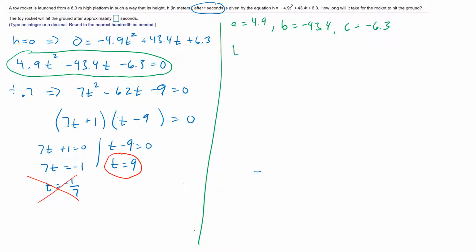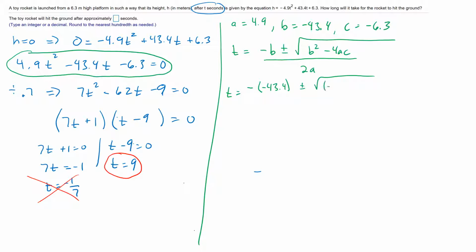And so now I'm going to insert these numbers into the quadratic formula, which is negative b plus or minus the square root of b squared minus 4ac, all divided by 2a. So we have negative b. Since b is negative, here I'll go ahead and write it. Negative b, that'd be negative negative 43.4, plus or minus the square root of b squared minus 4 times a times c, and that's all divided by 2 times a, 2 times 4.9.